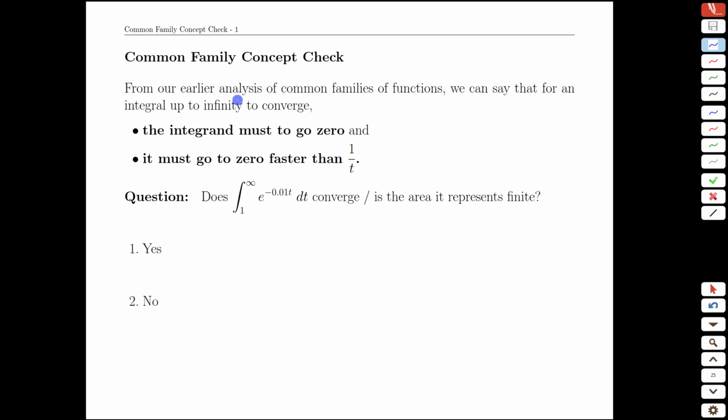In this video, we're going to return to our earlier analysis of common families of functions and practice applying the skills or the rules that we learned there and connect them always back to the area interpretation of the integral. One of the properties we identified when we talked about converging integrals, and again remembering that that corresponds to a finite area under the curve, is that we first of all have to have an integrand that heads towards zero.